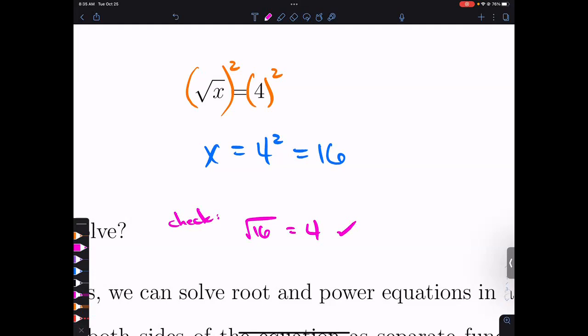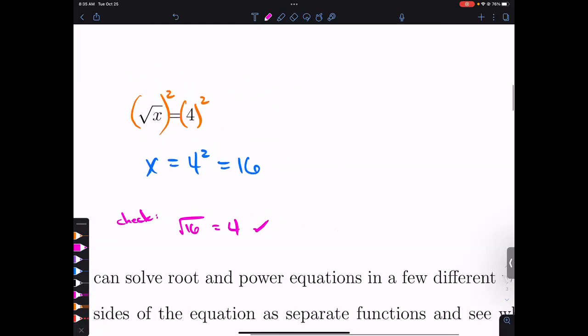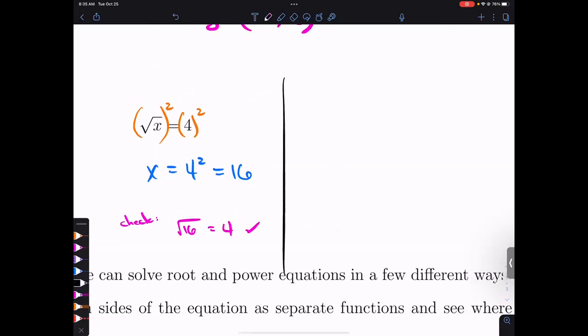That's the basic idea, right? There are a couple of things that are going to come up that we need to be careful about, of course, but if we can get the root by itself like that, like this one is, then if I apply the opposite power to both sides, we should be good to go. So how would this work if I was trying to solve something like the square root of x plus 1 equals 4?